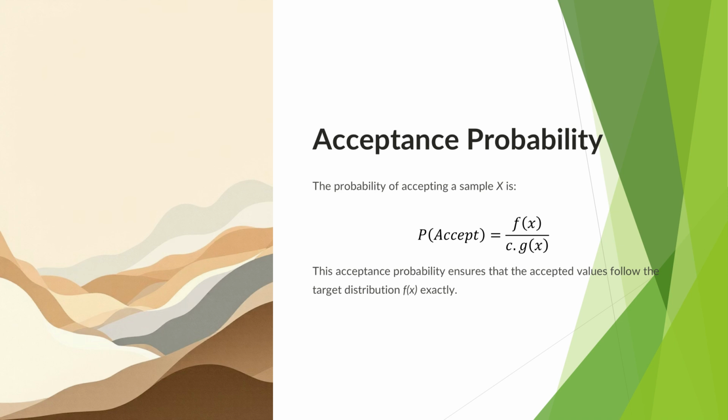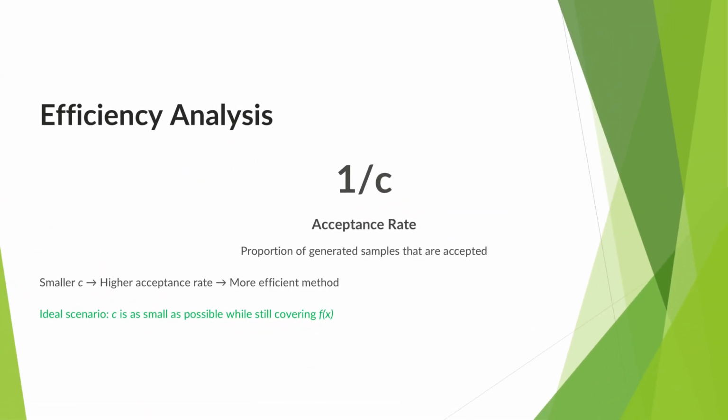The probability of accepting a value x is equal to f(x) divided by c times g(x). This acceptance probability guarantees that the accepted samples follow the target distribution exactly. Now, an important question is how efficient this method is. The efficiency of the method depends on the value of 1 divided by c. This represents the acceptance rate, or the proportion of values that are accepted. A smaller value of c gives a higher acceptance rate, making the method more efficient. Always choose c such that it covers the base distribution f(x).